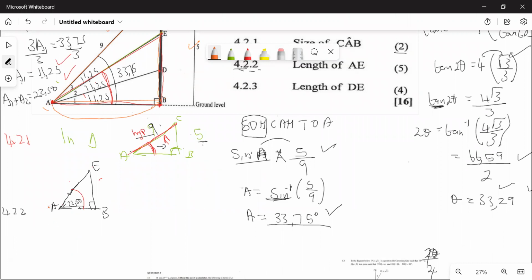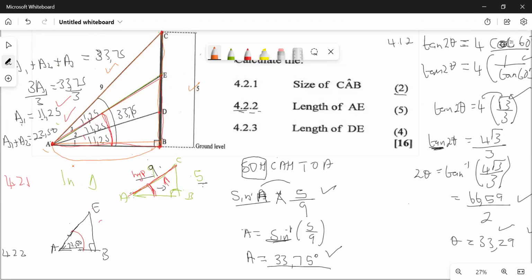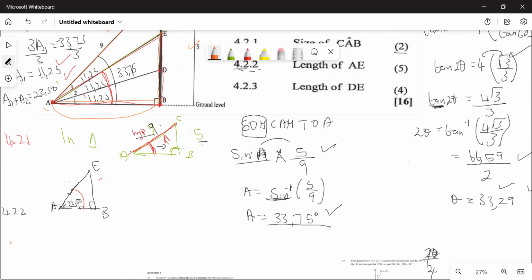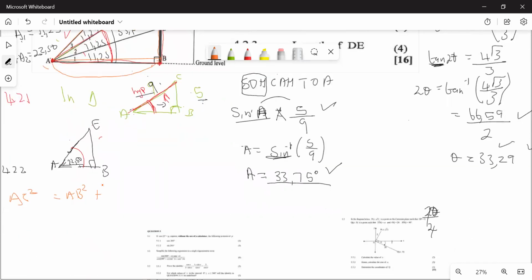Pythagoras. According to Pythagoras, R squared equals x squared plus y squared. So AC all squared, which is our hypotenuse side, is going to equal AB all squared plus BC all squared. We know AC is 9 all squared, and BC is 5. So AB all squared plus 5 all squared.